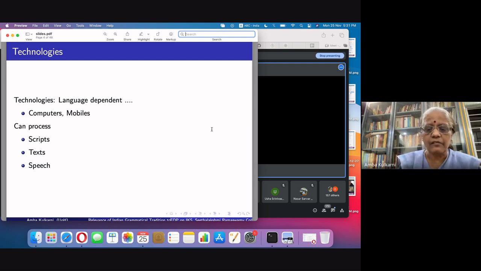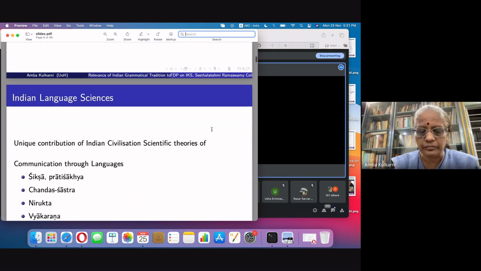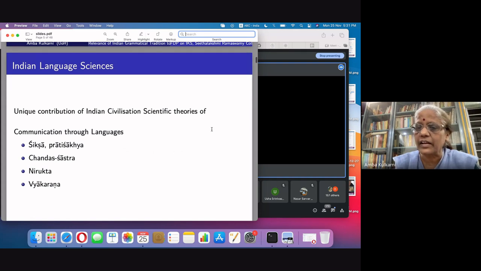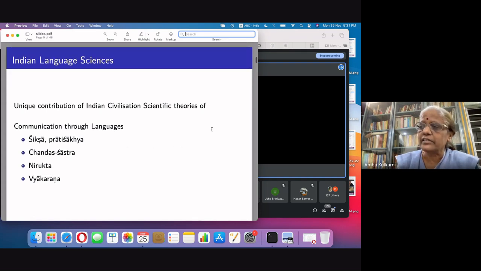So whenever there is a technology, naturally a question arises, what is the science behind this? And the unique contribution of Indian civilization is the development of scientific theories of communication through languages. So Indian civilization has developed several scientific theories of communication.